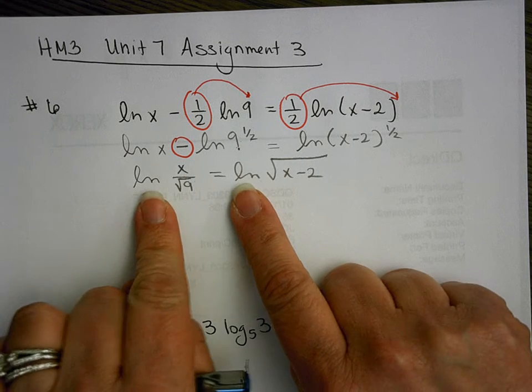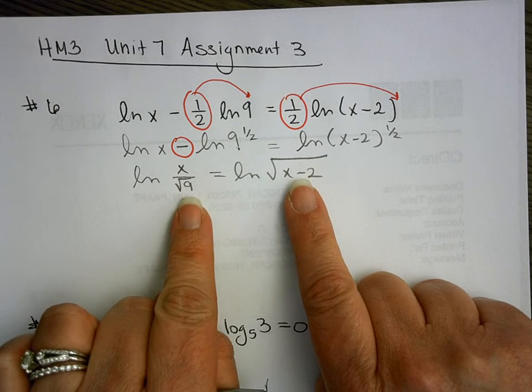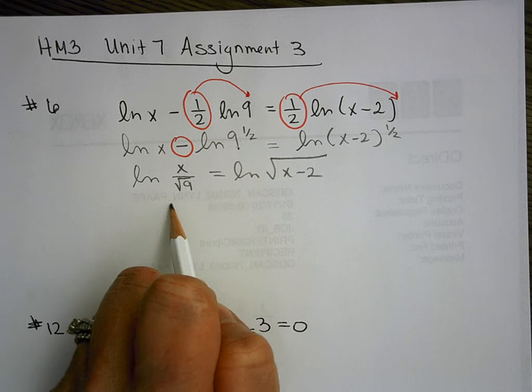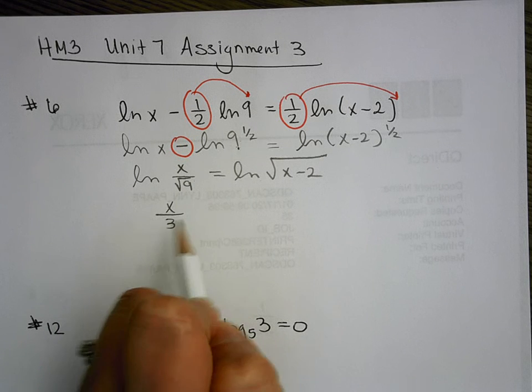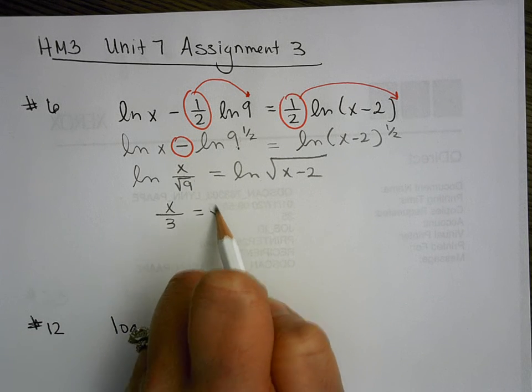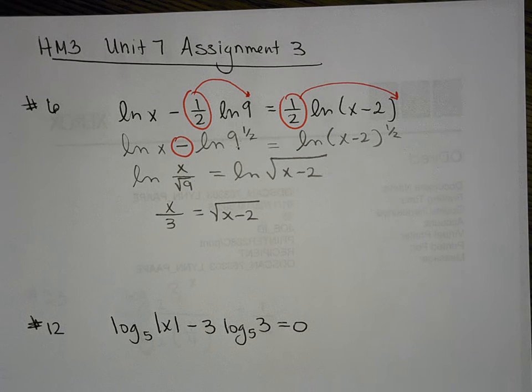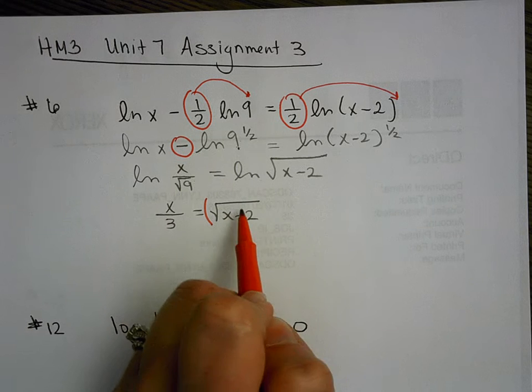Since these are both natural log, then what I'm solving for is this part right here. I want these two to be equal to each other. So then that would be x over the square root of 9, which is just 3. And then that's equal to the square root of x minus 2. And then from here, I just want to solve algebraically. So I want to get rid of the square root. So to get rid of the square root, I'm going to square both sides.